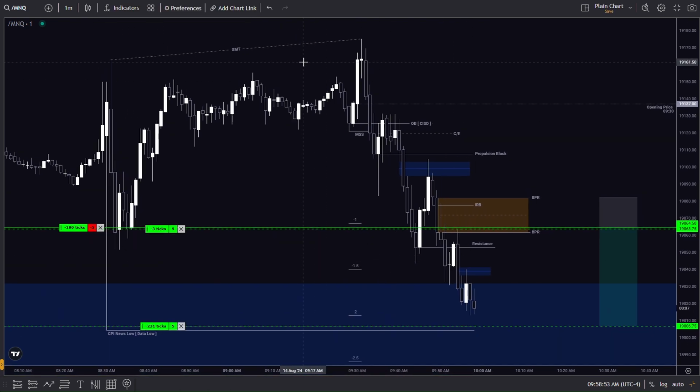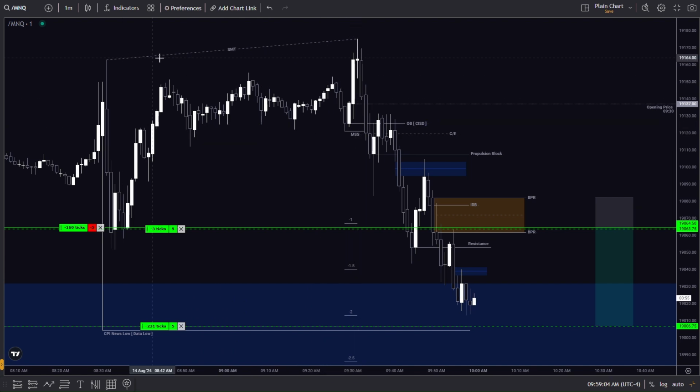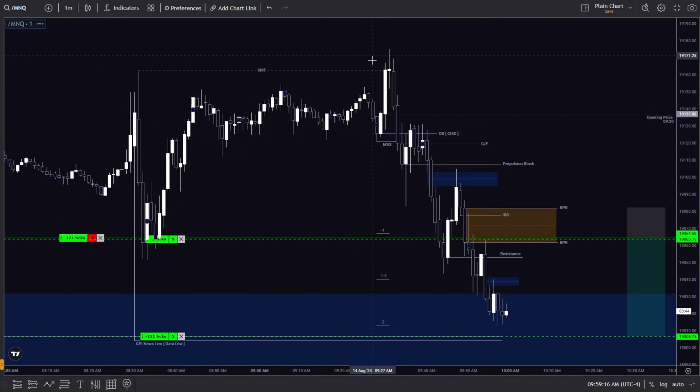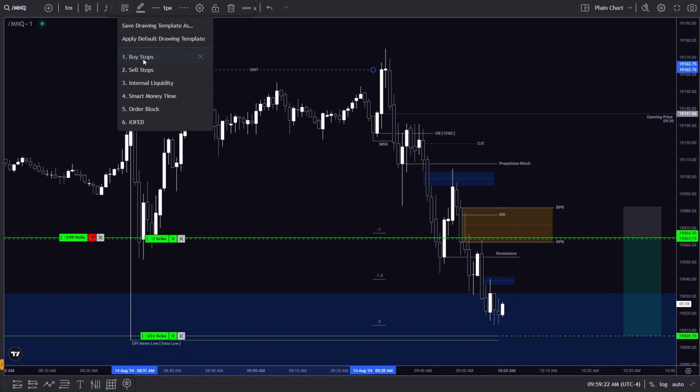So in the morning we had a manipulation swing between 9:29 and 9:31. Why was this a manipulation swing? Because we manipulated higher here, right? This quick move up, we run up, sweep out this buy side.